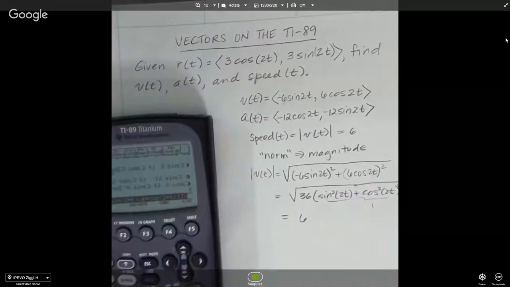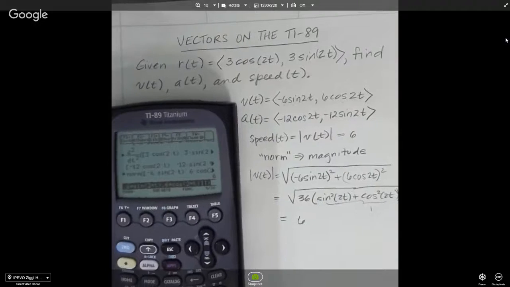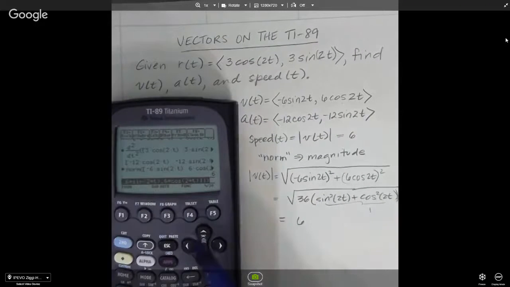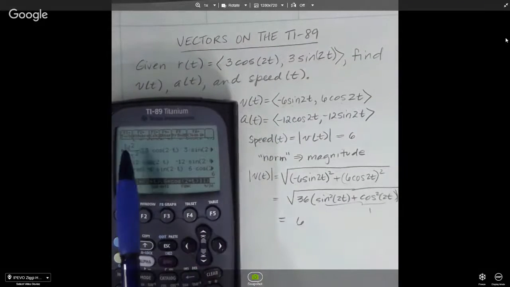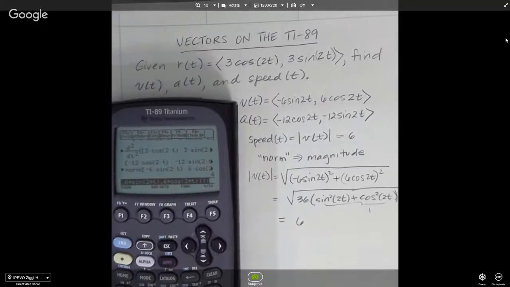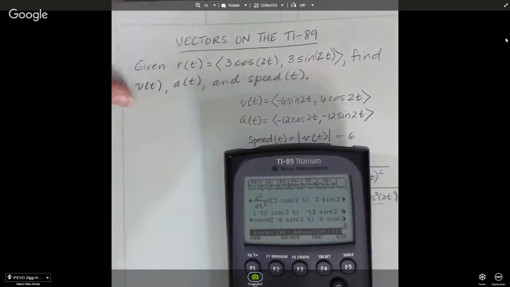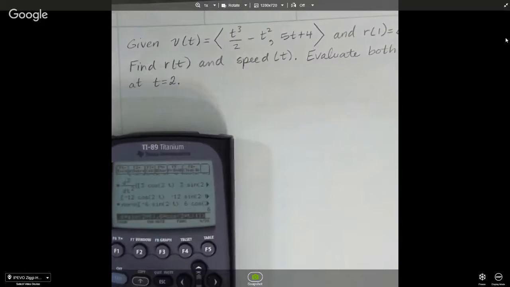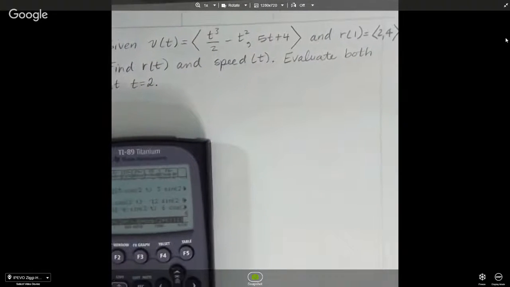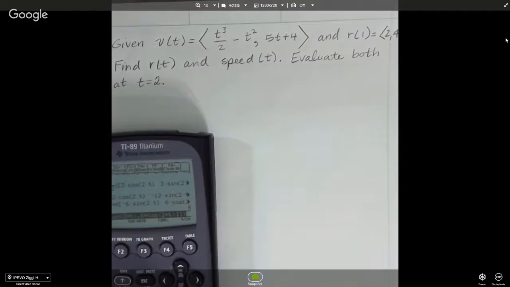Okay, so you could find the fourth derivative, which is jerk, if you just changed your derivative command from comma 2 to comma 3 from the position vector. All right, now let's solve a problem that's a little bit different, where I'm giving you the velocity and I'm asking you to find the position and the speed and evaluate them both at t equals 2.